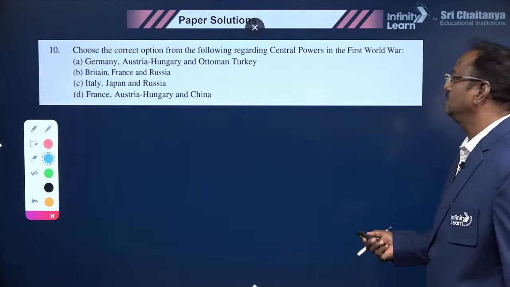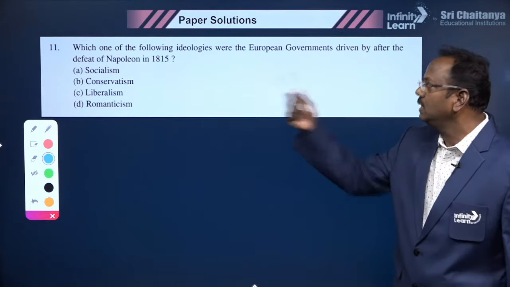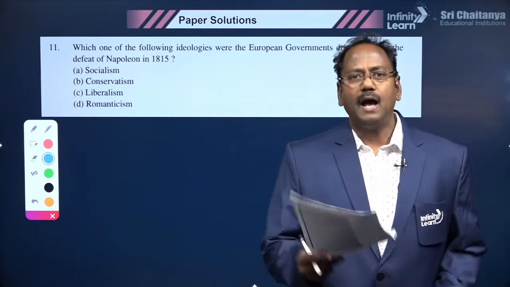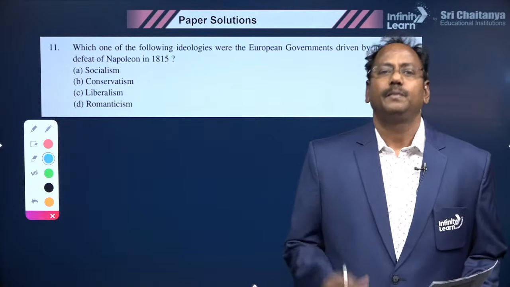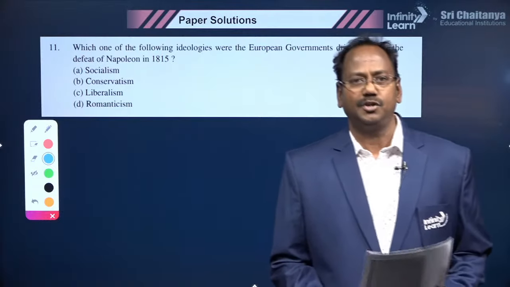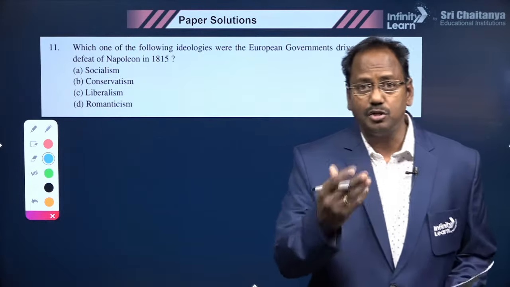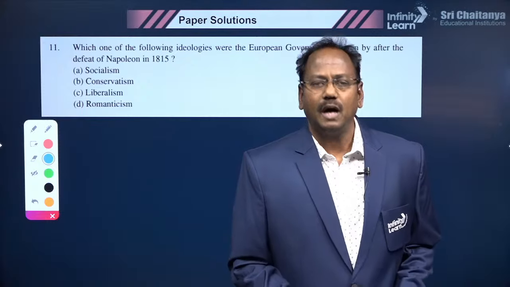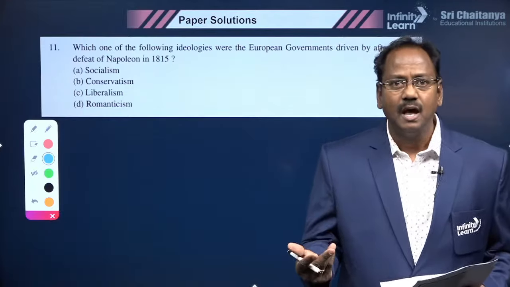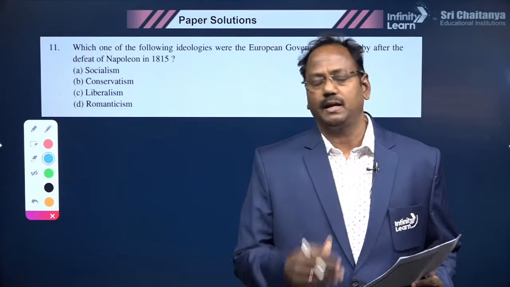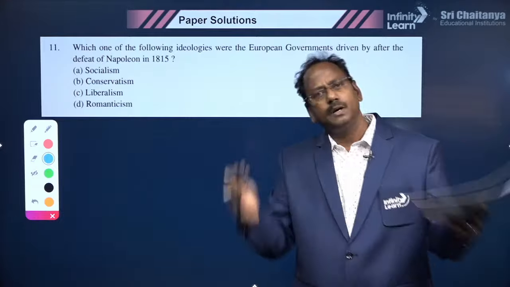Then the next question is, which one of the following ideologies were the European governments driven by after the defeat of Napoleon in 1815? As we all know, Napoleon Bonaparte tried to bring a kind of new principles, democratic ways of aligning the countries, and he tried to conquer most countries of Europe. And as he launched the Napoleonic Code, most of the other countries in Europe believed that Napoleon was going to bring democracy and many other changes, and went against monarchical governments. At this moment, Napoleon brought many changes. He changed the map of Europe.